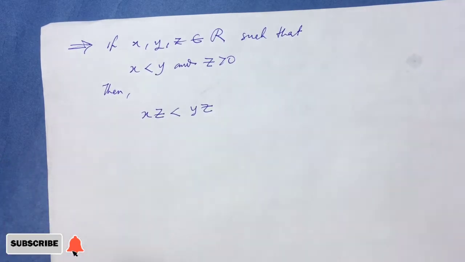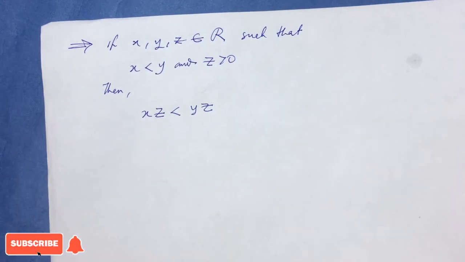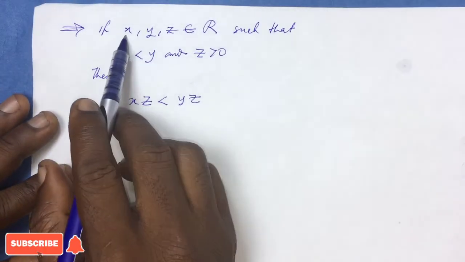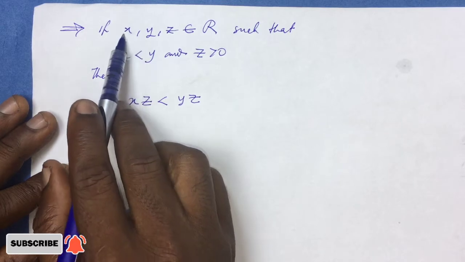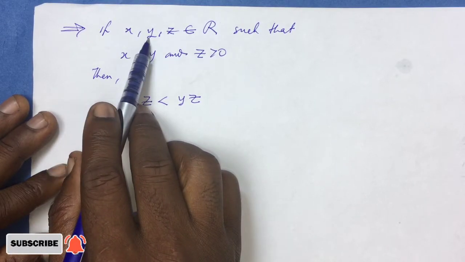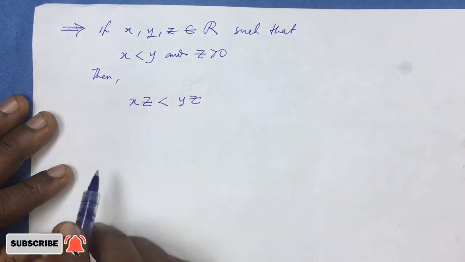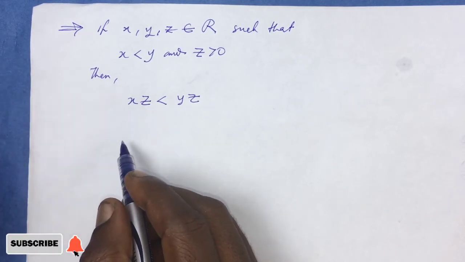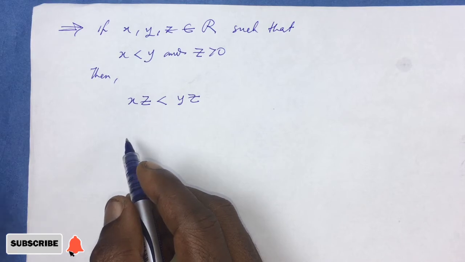So the property is saying that if you use a positive number such as z to multiply two other numbers, one less than the other one, that are selected from R, then using x to multiply z will still give you a result that is less than using y to multiply z.